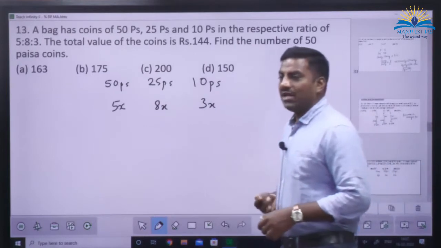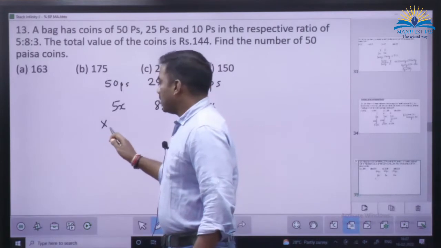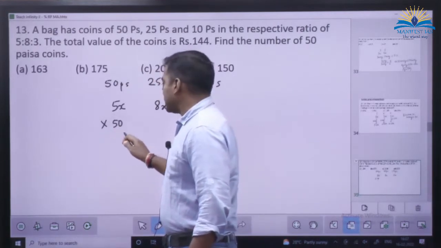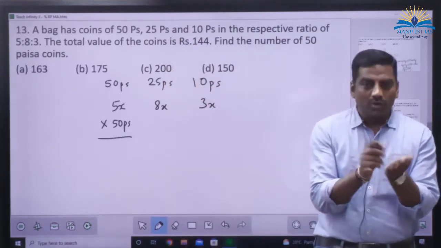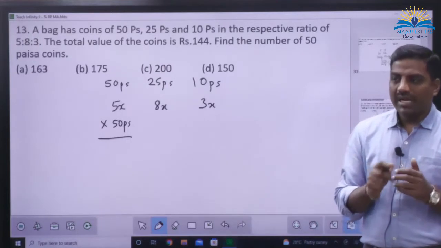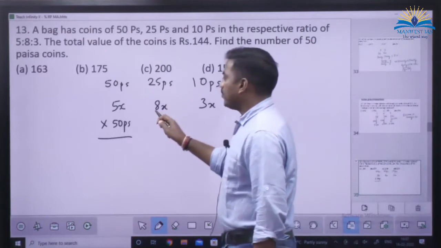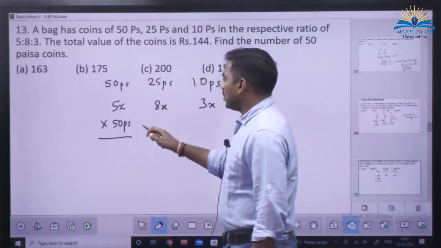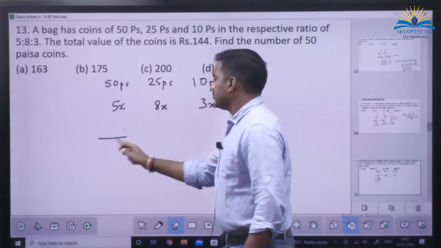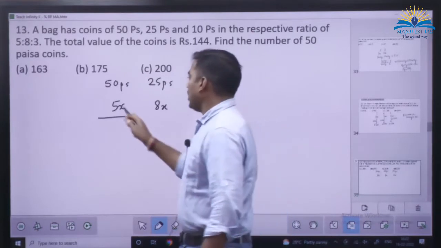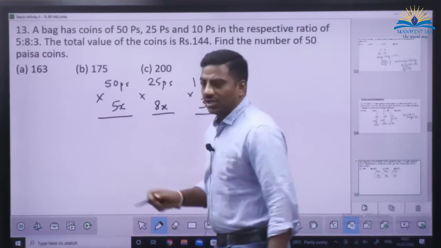But what is the individual value of these coins? 50 paisa. So if I multiply 50 paisa with this many coins, I'll get the total value. You will count and you will multiply by 50 paisa, and you will get the value. Directly you multiply here only. Why should I write the extra? Here only you write the value. Get me the total value quick.